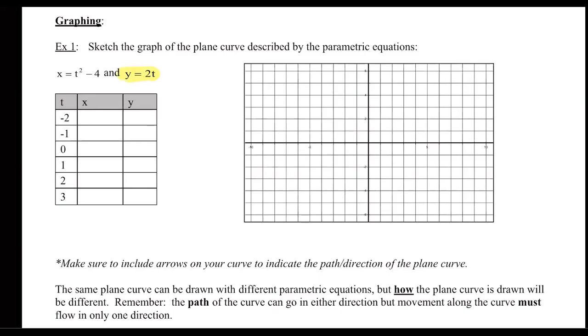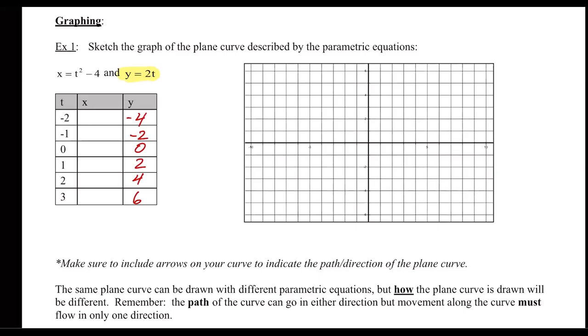So I'll start with the y's because I'm just doubling whatever t is to get the y value. So -4, -2, 0, 2, 4, and 6. Now I can go tackle the x values.